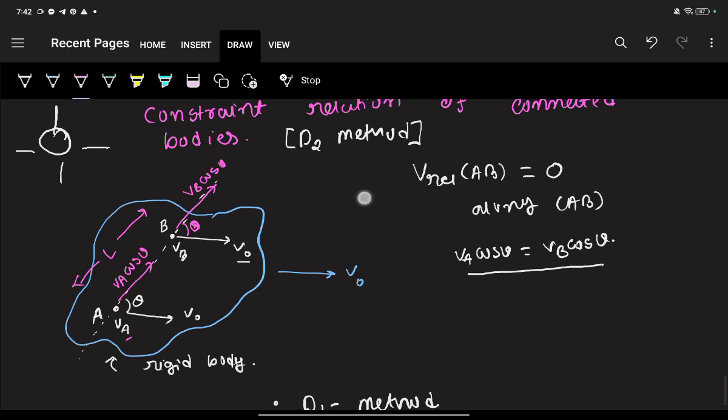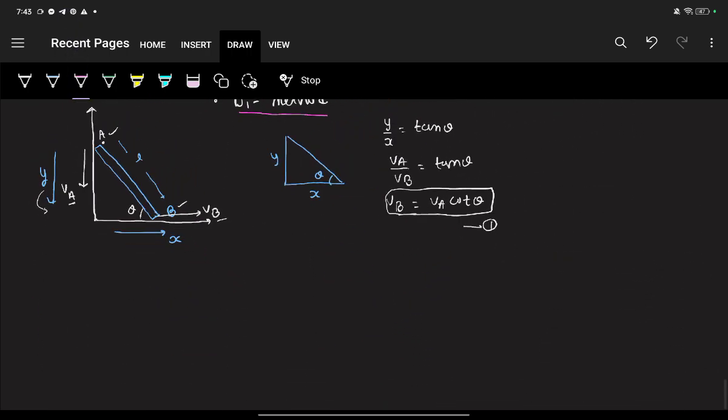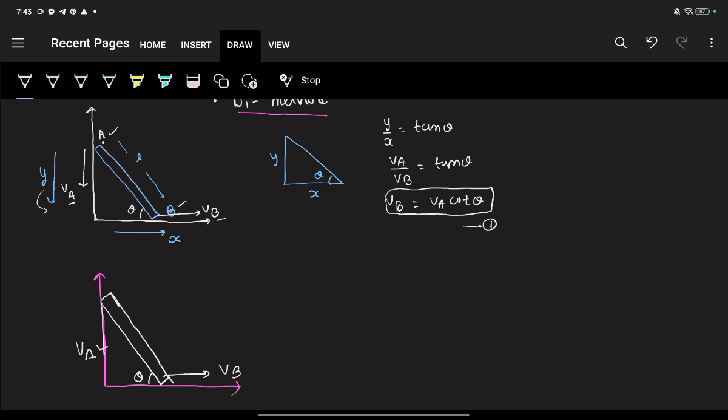Now let's apply the D2 method to this same question and see how important and how easy it is. We know that this is going with velocity VB in x direction and this is going with velocity VA in downward direction. This is angle theta. If this is angle theta, then this angle would also be theta, right? So the component of VA here would be VA cos theta, and in this direction it would be VA sin theta. Yes or no?